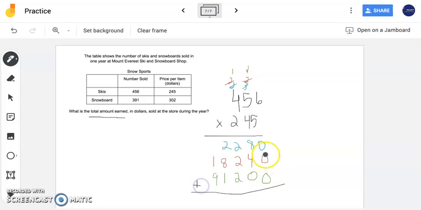Notice I kept this nice and neat. My ones are lined up. 8 plus 4 in my tens is 12. Now I have 2 plus 2 is 4, plus 2 is 6, plus 1 is 7. And 8 plus 2 is 10, plus 1 is 11. And 9 plus 1 is 10, plus 1 is 11 again. So skis make $111,720. That's a lot of money Mount Everest sells in skis.